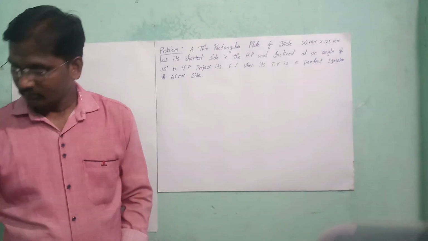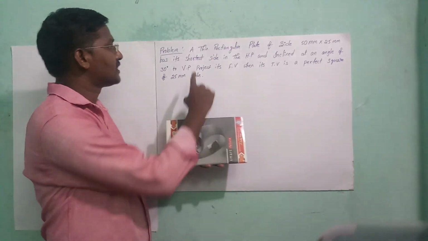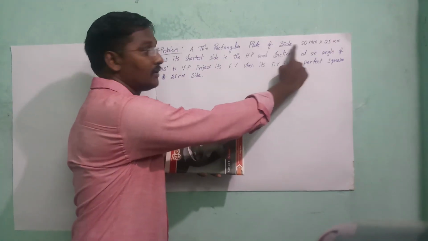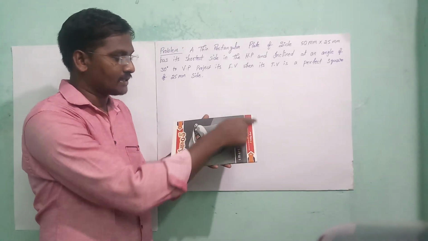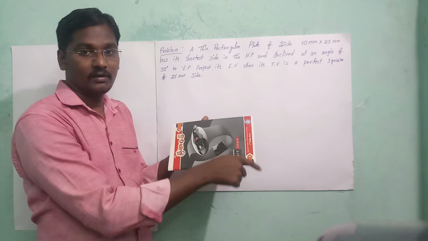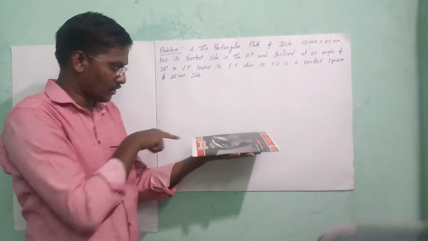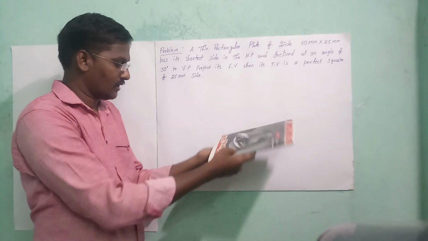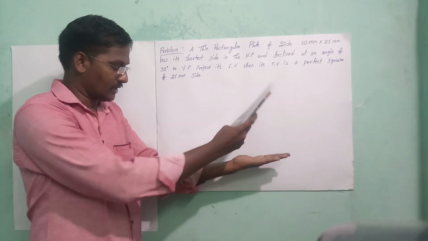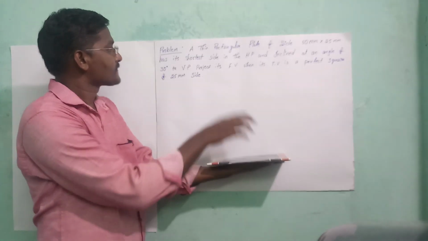Okay, now look at here. So this is the shape of a rectangle. What he has given: a rectangular thin plate of side 50 mm by 25 mm. Now this is the length of 50 mm and this is the side of 25 mm. It has its shortest side in the HP. Now this is the shortest side. I have taken this as the HP, with the shortest side in the HP like this.